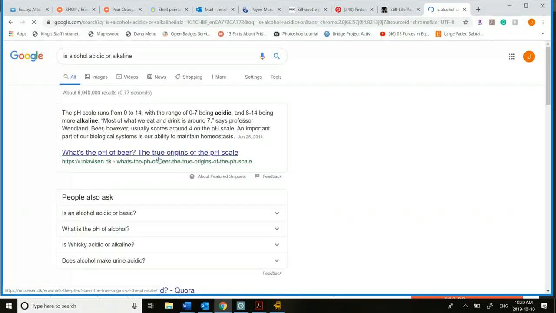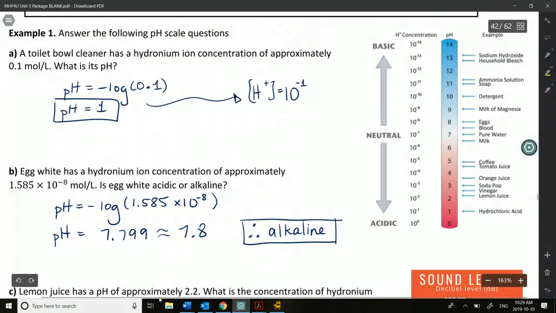It's probably different for different things. Most of what we drink is alkaline. Well, around 7. Beer, though, is 4. More on the acidic side, yep.